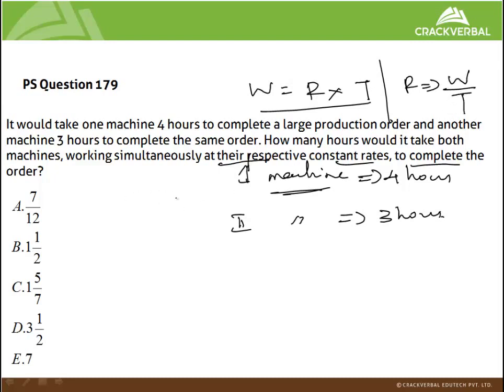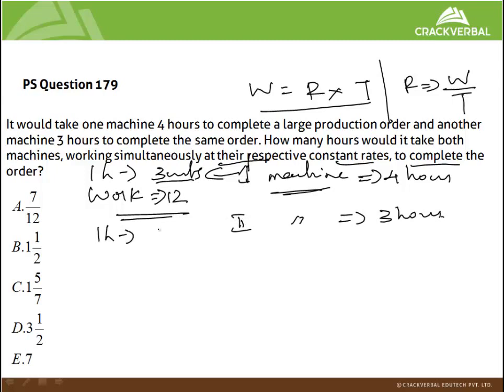Here, let us first assume a number which is divisible by both 4 and 3. Let us assume the work here as say 12 units. 12 units is the job done by both the machines, but machine A can complete the 12 units in 4 hours, so every 1 hour it will do 3 units. Whereas machine B can do the same 12 units in 3 hours, so every 1 hour the rate will be higher, which is nothing but 4 units.